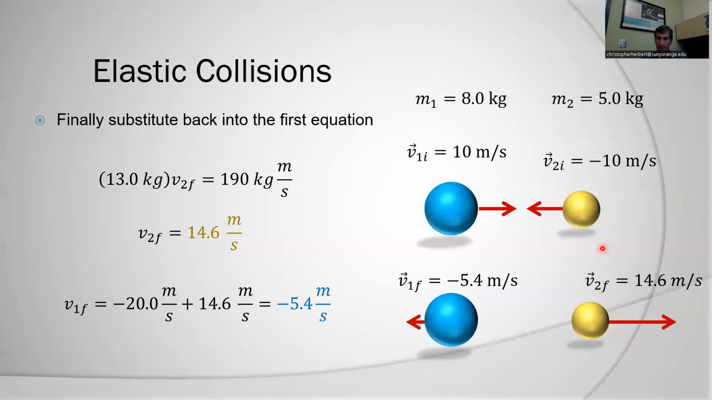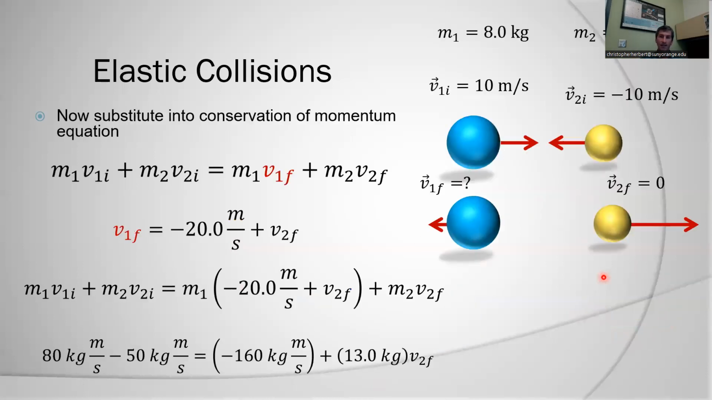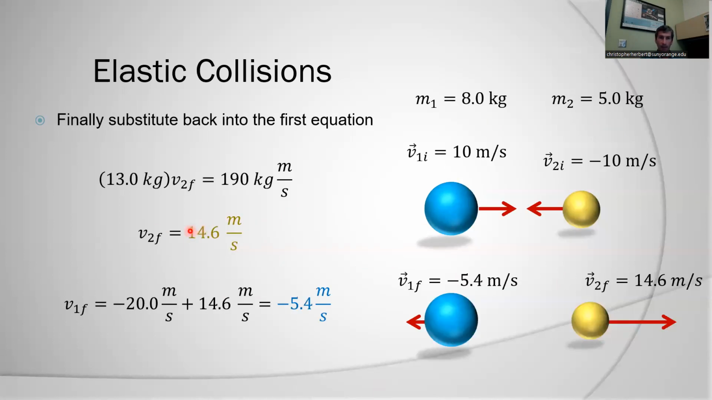So I know the final velocity of this. Once I have that, I simply go back to this expression right here. I have V2F, so I can plug in that 14.6, add that to 20, and I get negative 5.4 meters per second. So you can see here, the two come in with the same speed, they bounce off one another, okay? The second one ends up with much more velocity than the first one, actually speed, if we're talking about absolute velocity, okay? But we still are able to conserve kinetic energy, right? We still conserve momentum in this case.